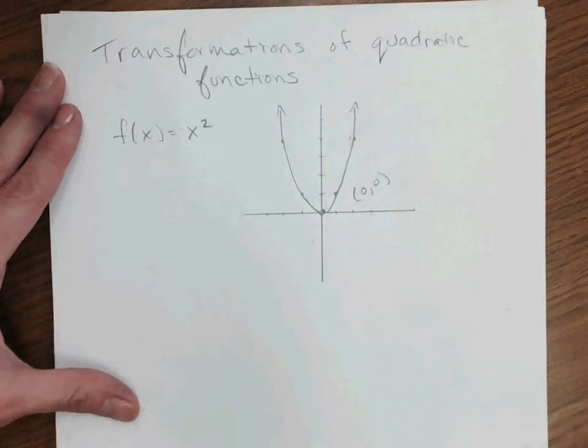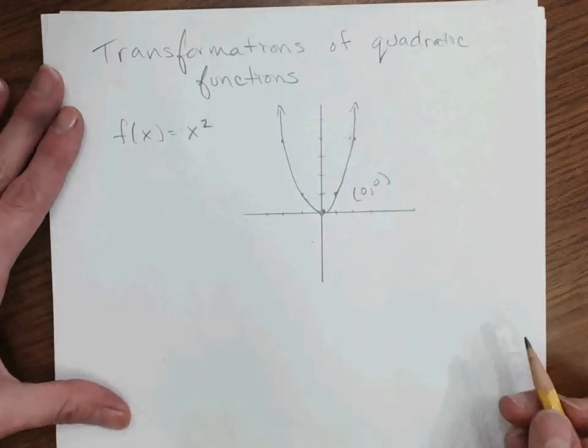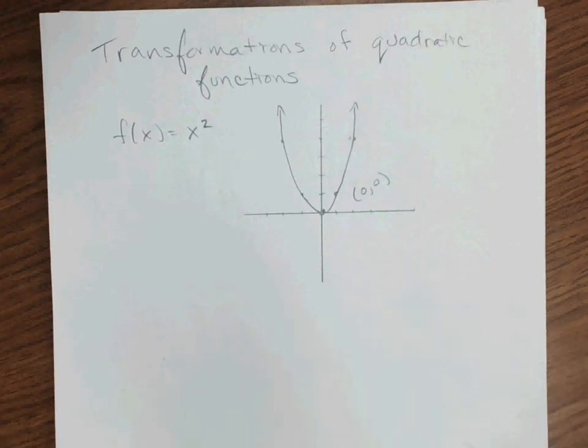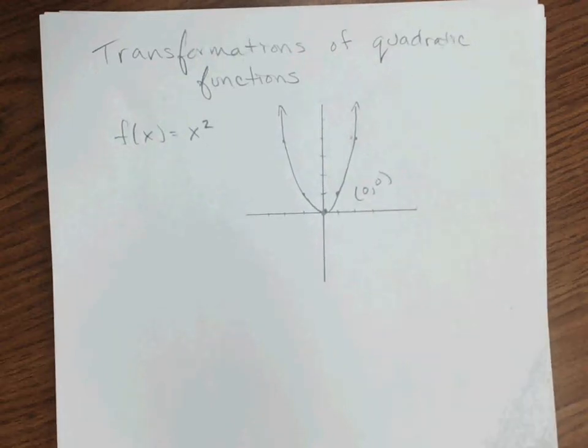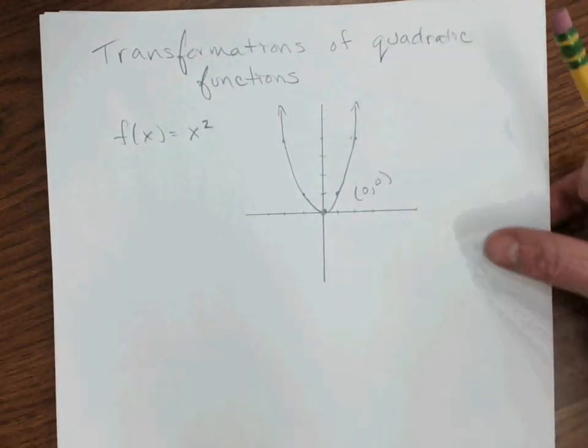Notice where the vertex is. The vertex is that bottom piece right there, and it's right there in the middle, 0, 0. So the first thing that we're going to look at is what happens if we just add or subtract something to it. So let's start off and look at what happens if f of x is equal to x squared plus 2.